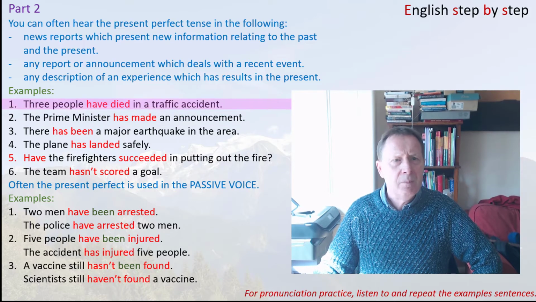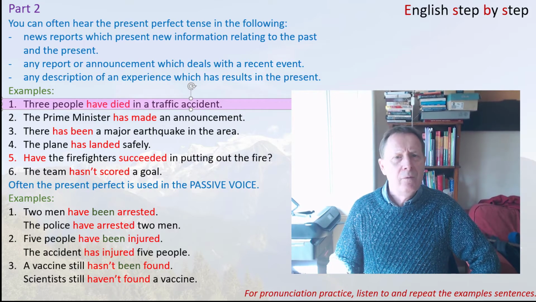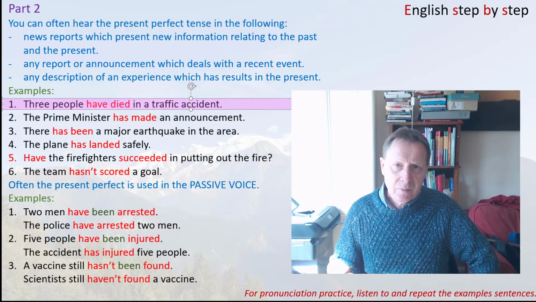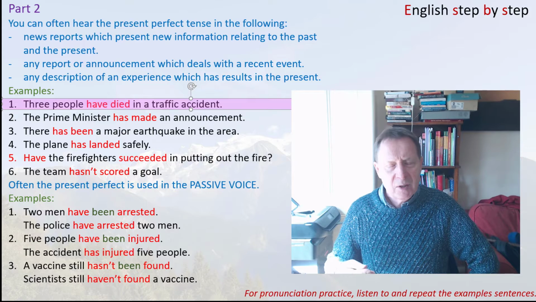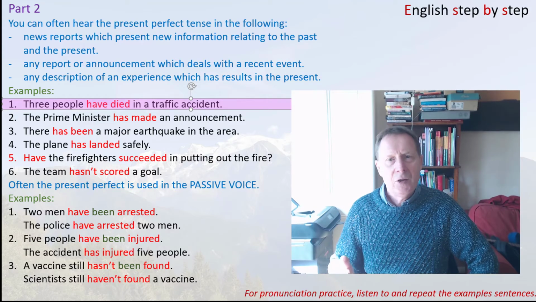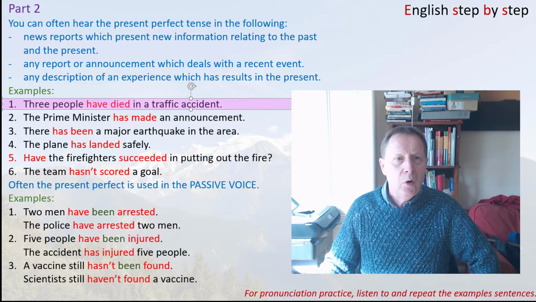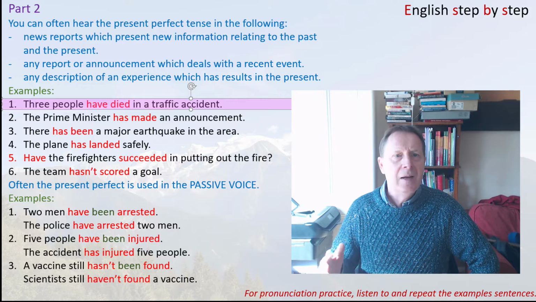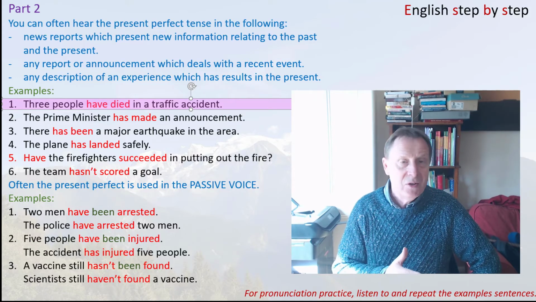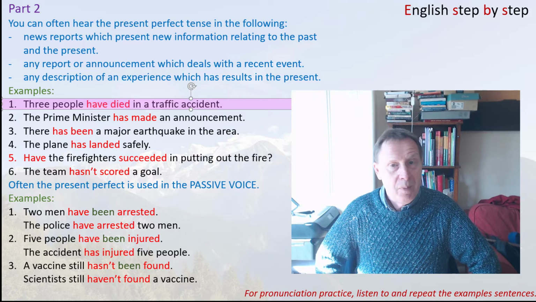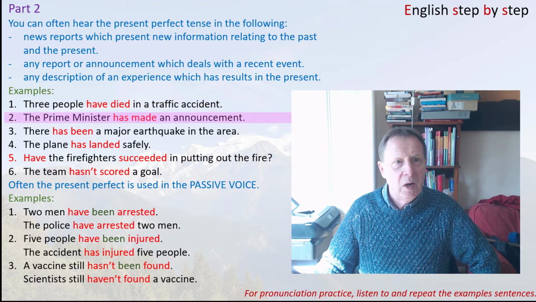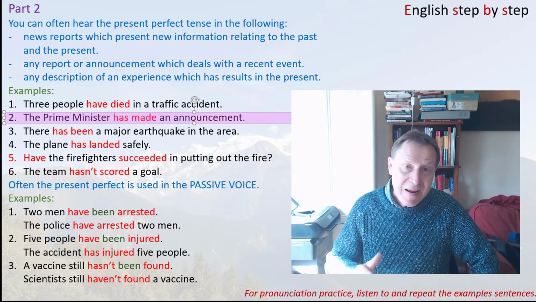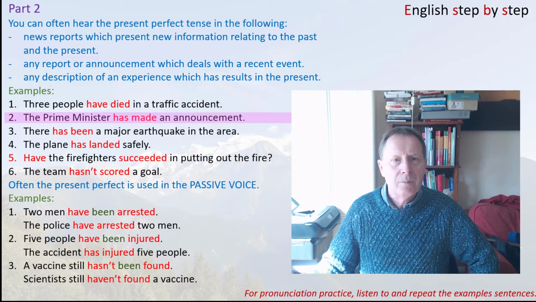Now, in the first 4 examples, you can see there is no specific time given for the event or for the action. Now, if we want to give a specific time, then we have to change it into the past simple. For example, number 1, 3 people have died in a traffic accident. They died yesterday, and yesterday would be a specific time for the past simple. Similarly, number 2, The Prime Minister has made an announcement. He made the announcement at 9 o'clock.